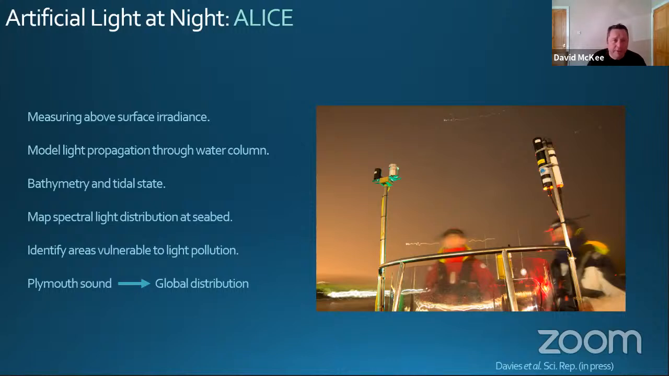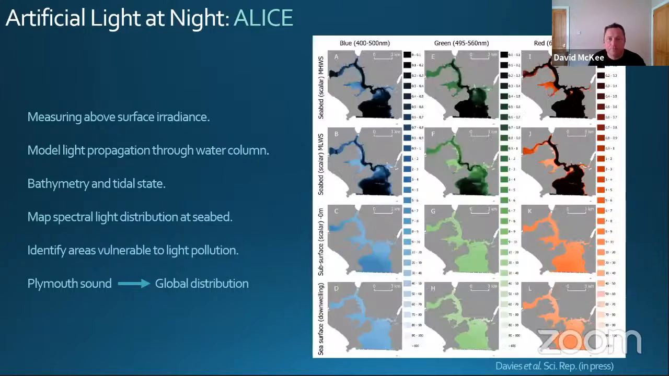The overall aim of this is to generate maps of the spectral light distribution at the seabed. We're primarily interested in what's happening on the seabed. That's also a function of the bathymetry and the tidal state. So it really becomes quite a multi-dimensional problem to try and solve. We're in the early stages of this. But the idea is, can we identify areas that are vulnerable to light pollution and use that to perhaps help guide policy on street lighting schemes in these kinds of areas?